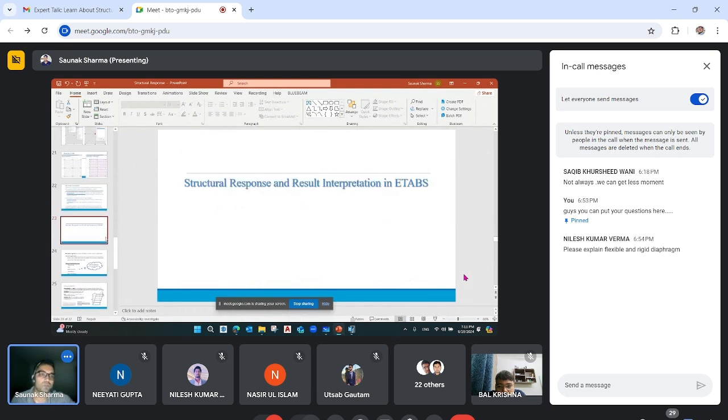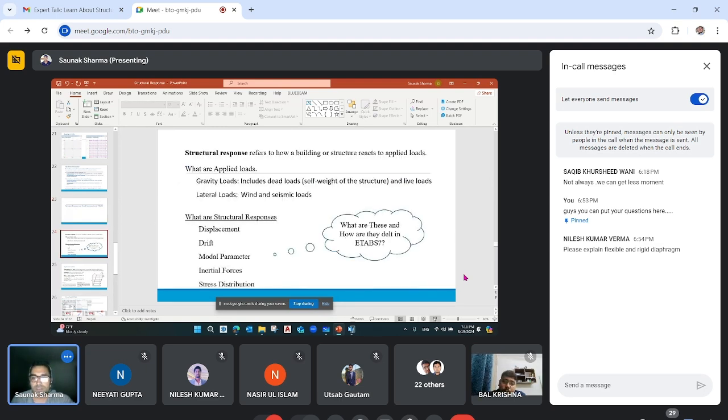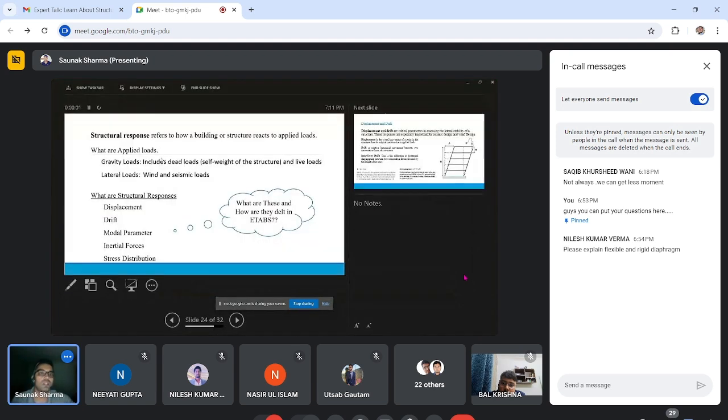Now let's go to our structural response and result interpretation in ETABS. Structural response refers to how a building or structure reacts to an applied load. That applied load might be gravity load or lateral load. Gravity loads we already discussed: dead load, self weight, wall load, and live load, and lateral loads are wind and seismic load. And what are the structural responses? The displacement of the building, drift of the building, modal parameters, inertial forces, and stress distribution are the structural responses.